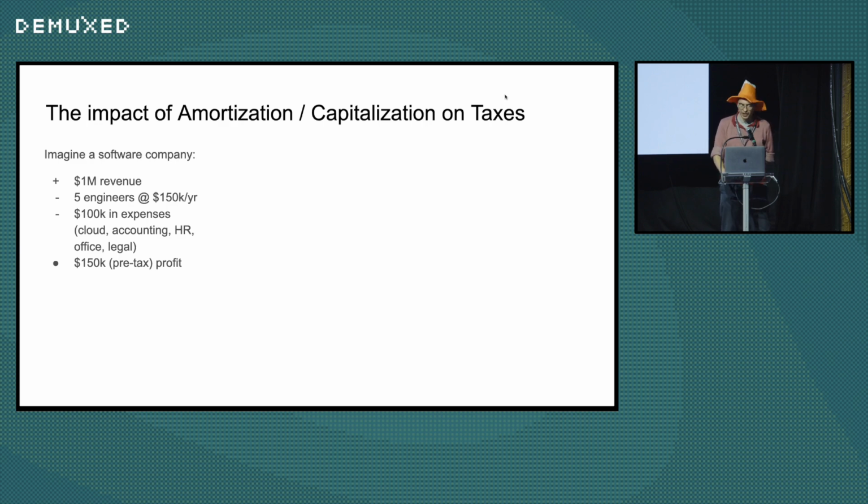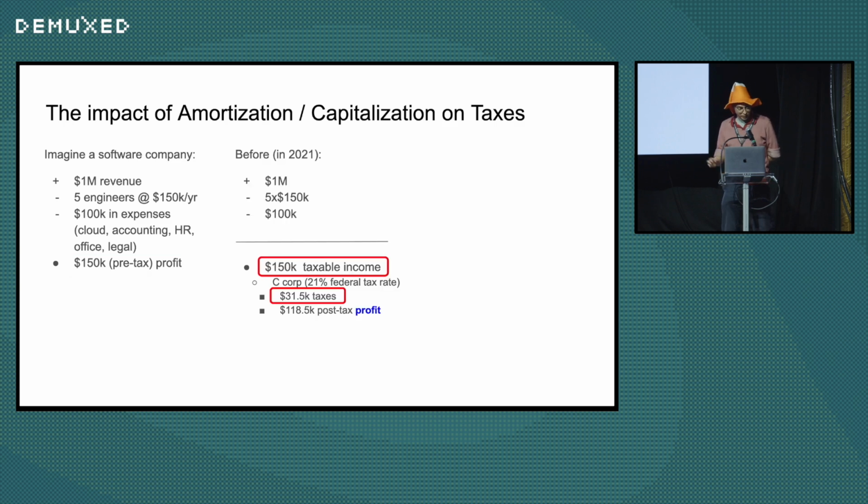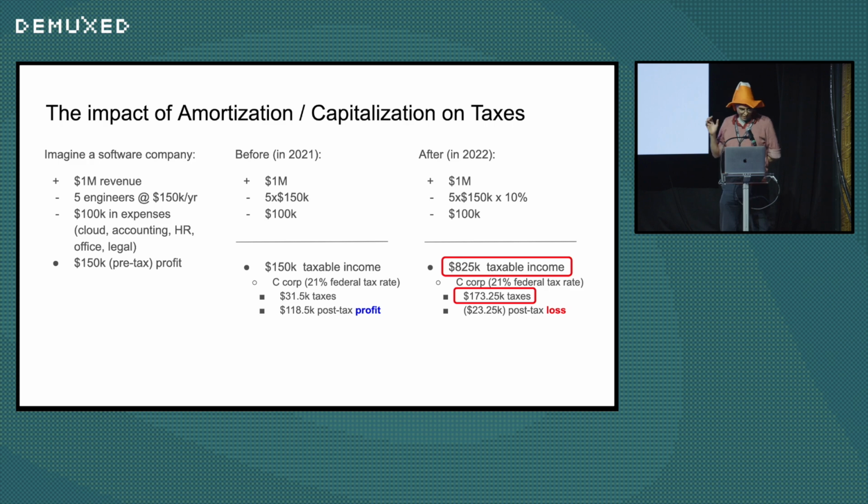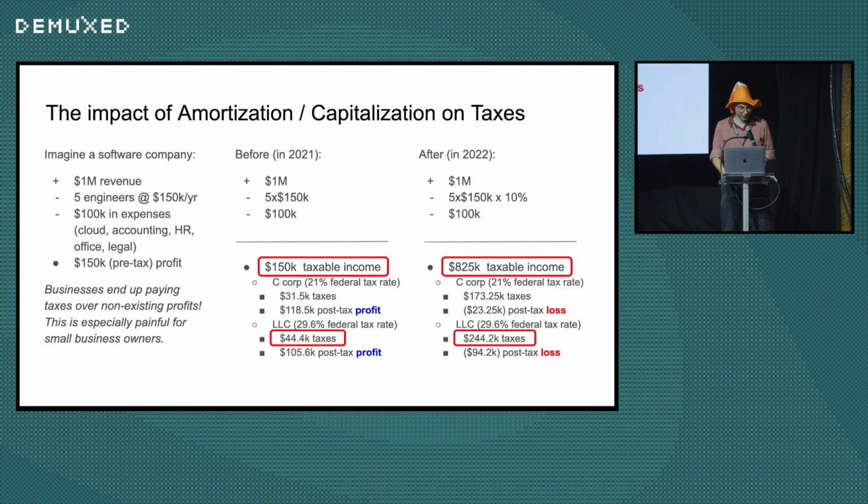Your profit is $150K pre-tax. Then, before, that would be your taxable income, 21%, 31K in taxes, and that is your profit. Then after, you can only deduct 10%, which means your taxable income is 800, your taxes is 170, and you have a problem. This is worse if you're an LLC.